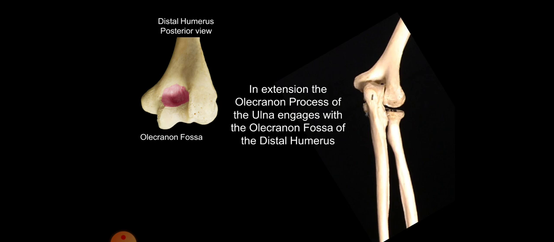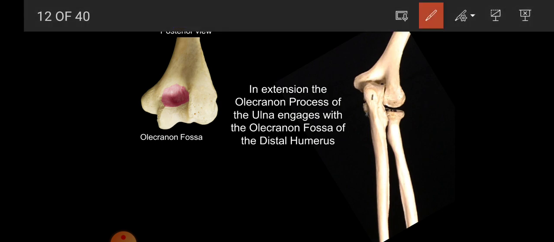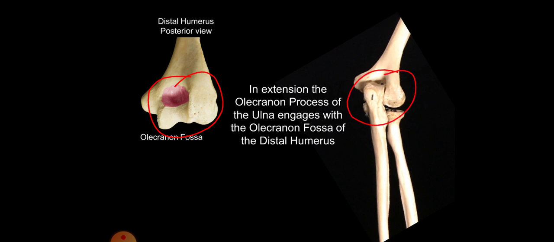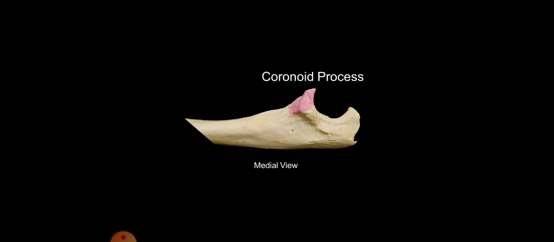This olecranon process articulates with the olecranon fossa, which is lying on the posterior aspect of the lower end of humerus. So in the humerus at the lower end we have highlighted the olecranon fossa. Here we can see the olecranon process is articulating with the olecranon fossa on the lower end of humerus at its posterior surface. Another process at the upper end of the ulna is coronoid process.